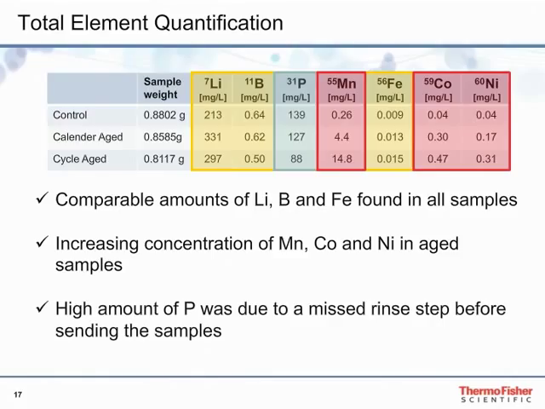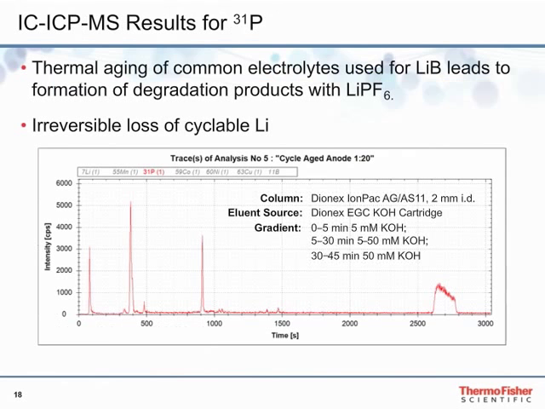However, upon further investigation, the high concentrations were found to be due to an error in sample preparation. A crucial rinse step to remove remaining electrolyte solution from the anodes was accidentally skipped. This will be discussed in further detail later in the presentation.